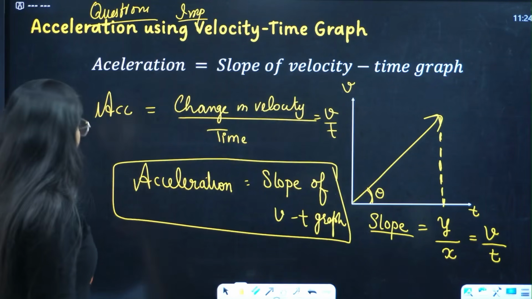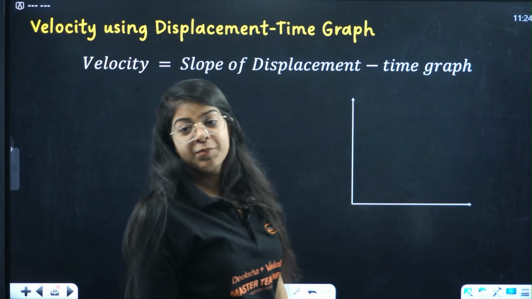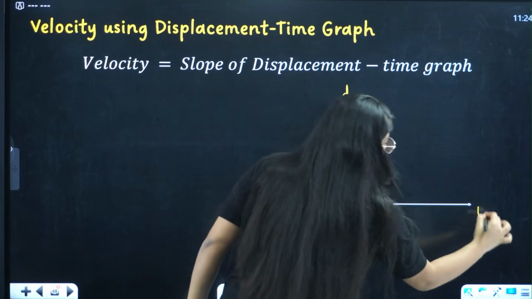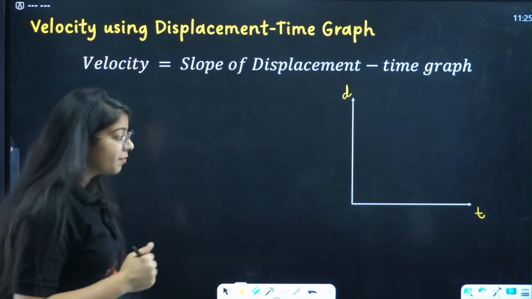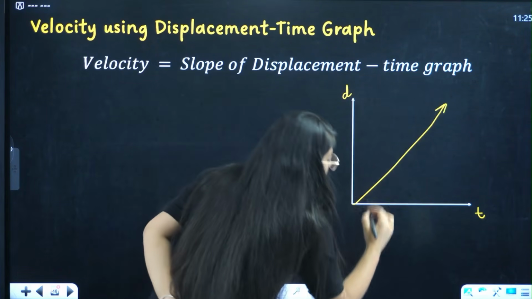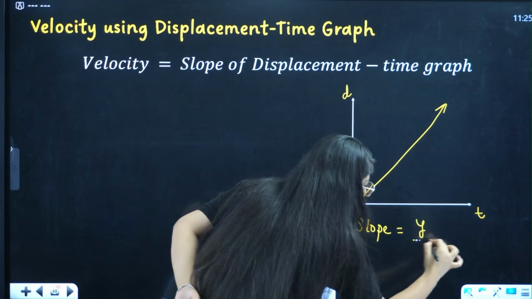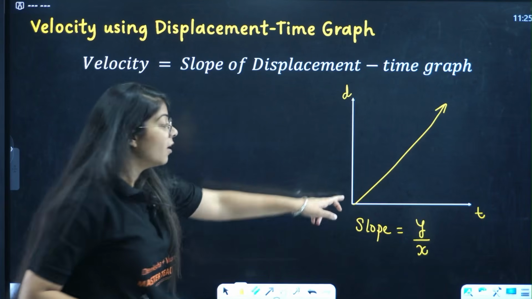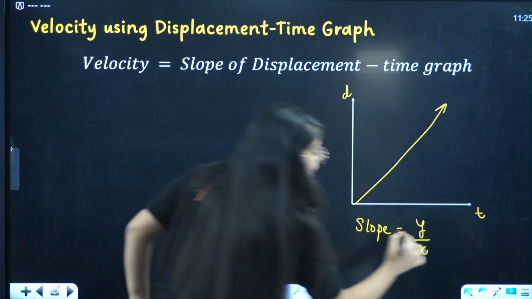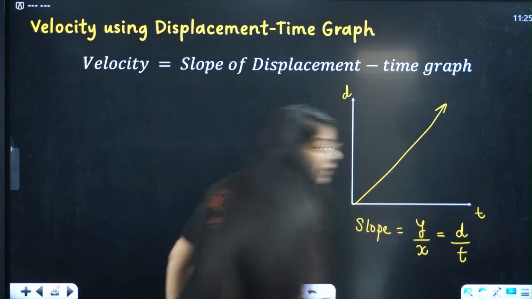Okay. Next we have velocity using the displacement time graph. Now again, let's make a d and t. That is my displacement time graph. Again, this is the slope. This is the graph. Now the slope of this will be what? Slope of this will be y component divided by x component. Now here the y component is not velocity. Here it is distance. So the y component is distance and the x component is time.